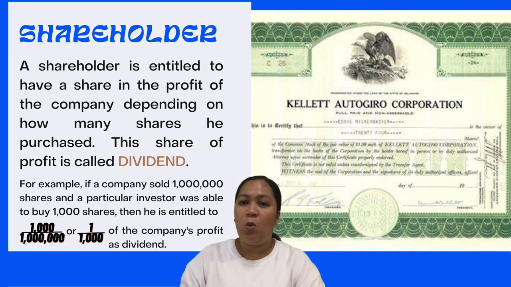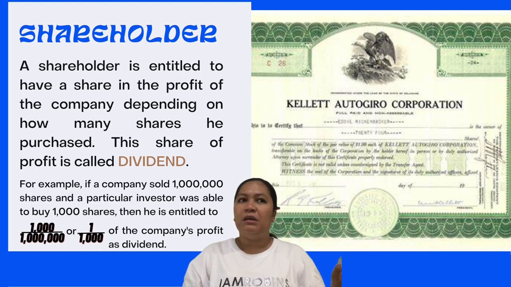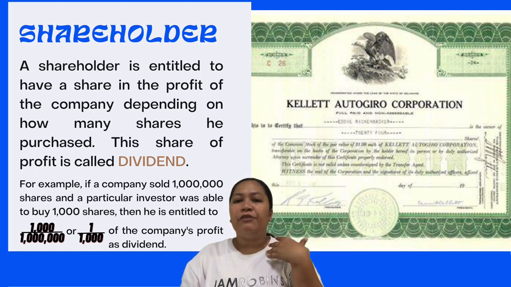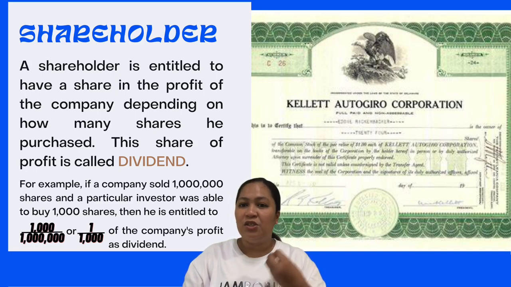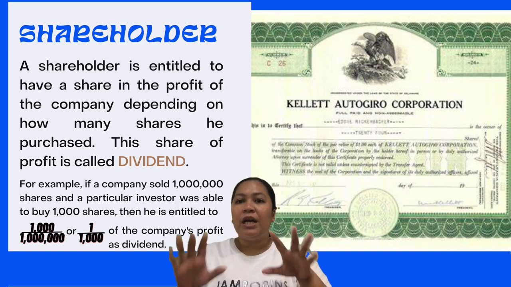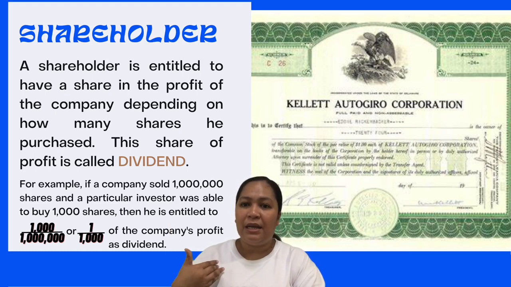So, that is how you get your dividend if ever you become a shareholder. Now, the same with my example earlier. Like for example, I purchased 1,000 shares of San Miguel Corporation. Meaning, if they sold 1 million shares, my 1,000 is what I purchased.